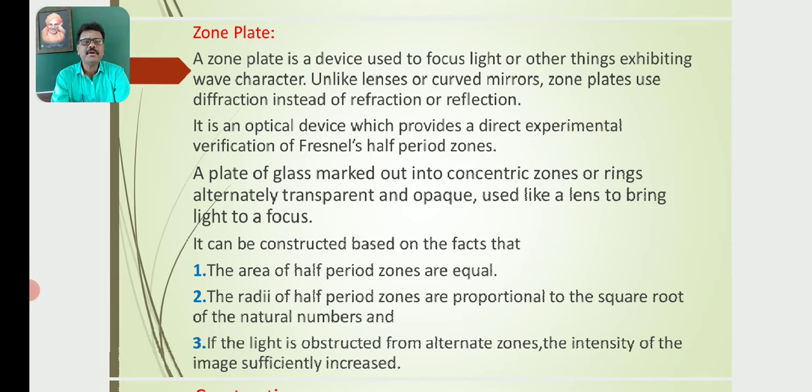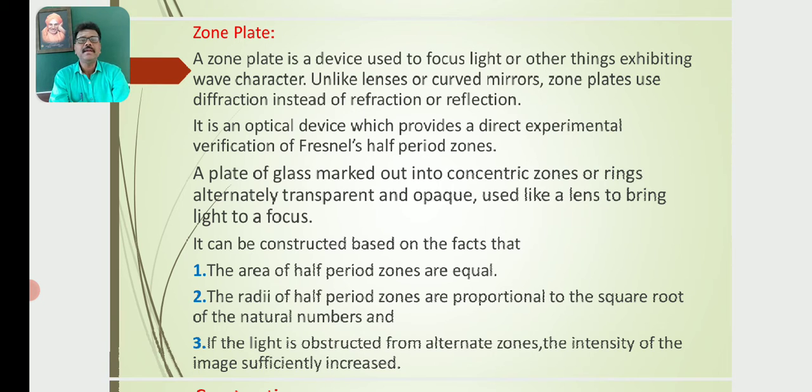So it can be constructed based on the facts that the areas of half-period zones are equal. What about the concentric rings? They are drawn on the glass plate, where the area of each half-period zone must be equal. The radii of half-period zones are proportional to the square root of the natural numbers.